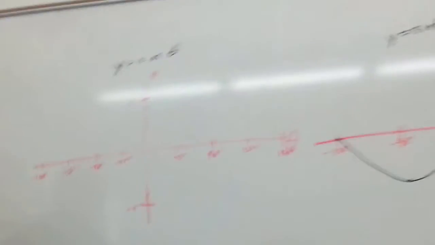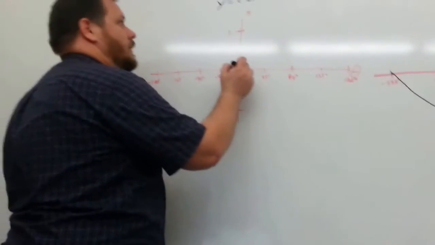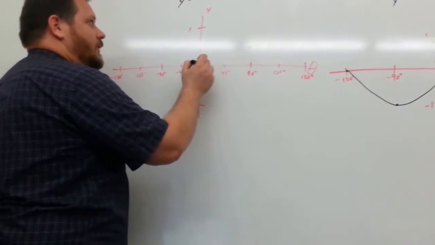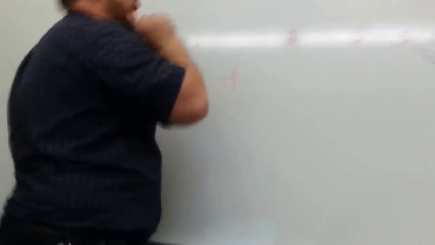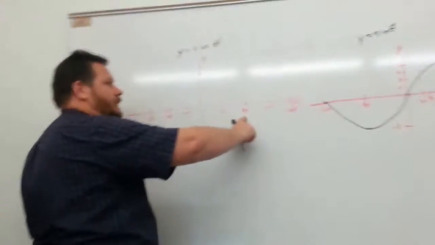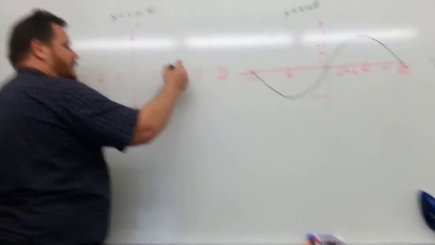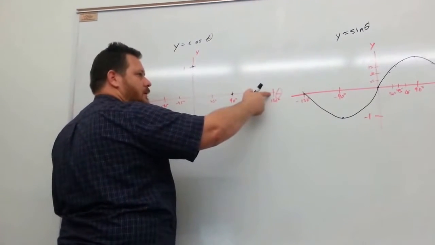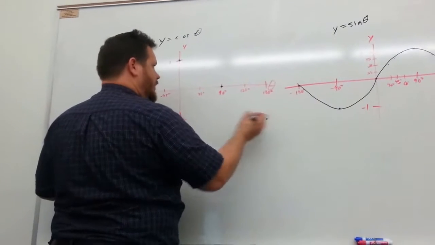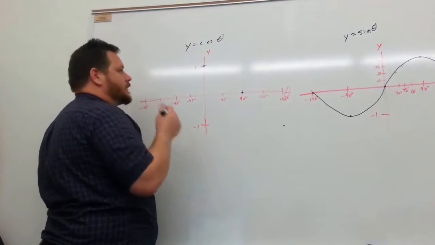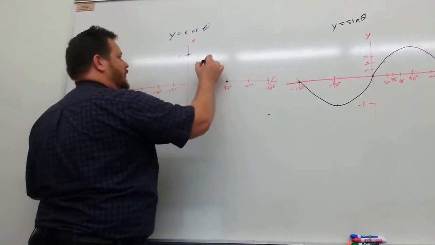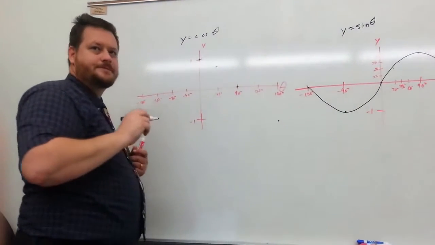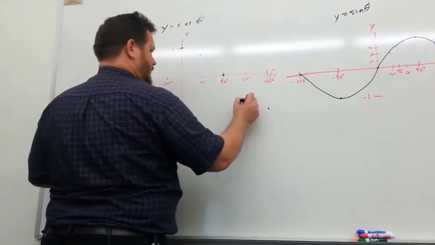Now, grab a calculator. What's the cosine of 0? It's 1. What's the cosine of 90 degrees? 0. What's the cosine of 180? Negative 1. What's the cosine of 45? 0.707. Okay, no cheating. Cosine of 135? Negative 0.707.